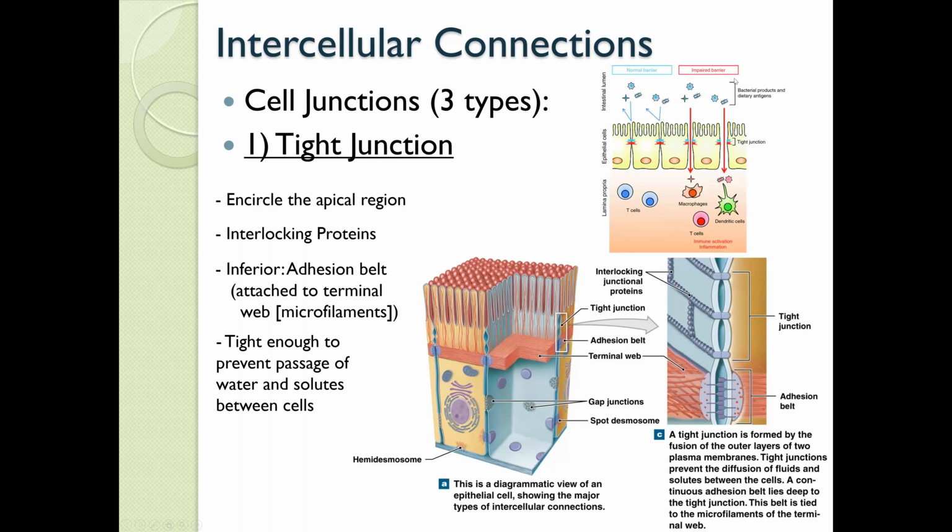If you were to have impaired tight junctions, then these substances that should be kept in the lumen of the intestines can now invade the interior of the body.